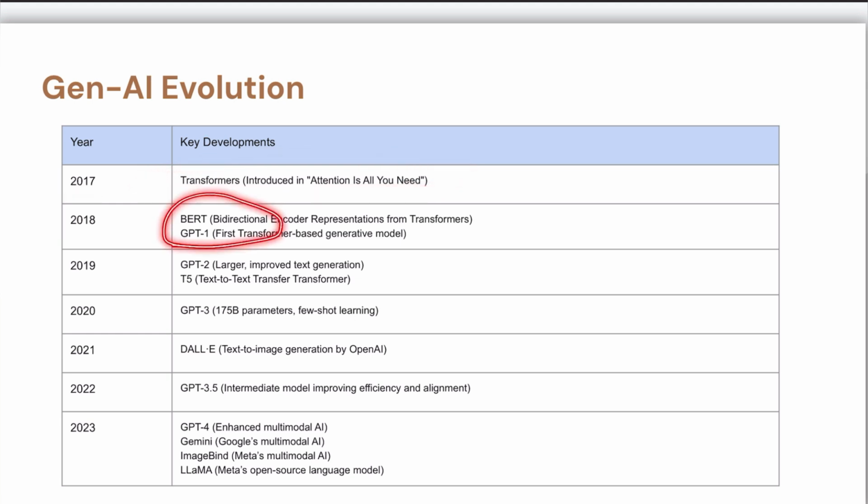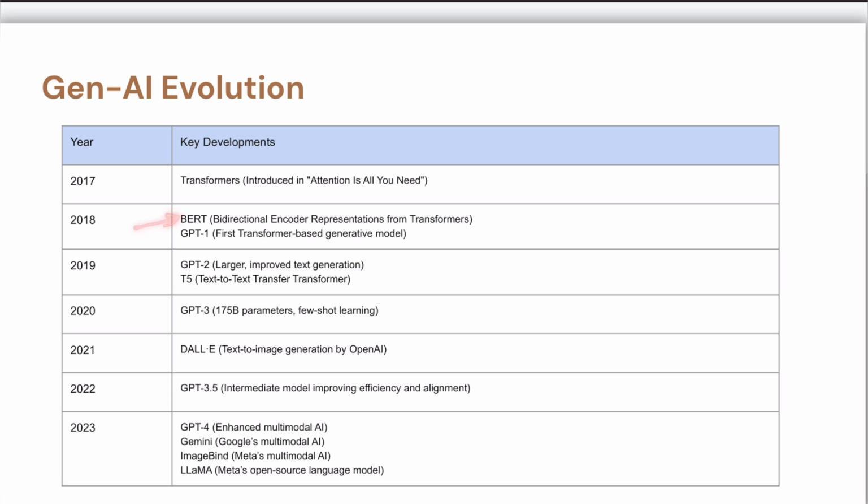Then in the next year, two important models got released. One is GPT-1 from OpenAI. This is the first generative model based on the transformer, so it is used for generating text. And then the BERT model, which is from Google Brain. This is a very famous model. This is basically for natural language understanding, so a deeper understanding of natural language.